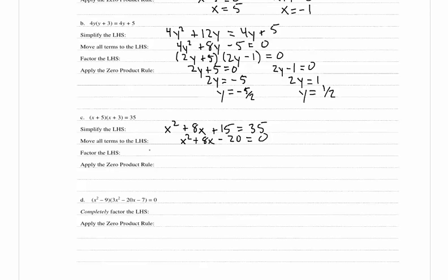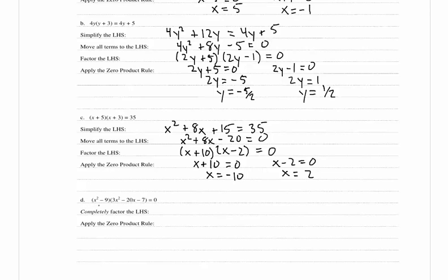And now we want to factor the left-hand side. And x squared plus 8x minus 20 factors to x plus 10 times x minus 2. And that's equal to 0. And now we're going to apply the zero product rule. So we have x plus 10 is equal to 0, and x minus 2 is equal to 0. So x plus 5 times x plus 3 is equal to 35 when x is equal to negative 10 and x is equal to 2.